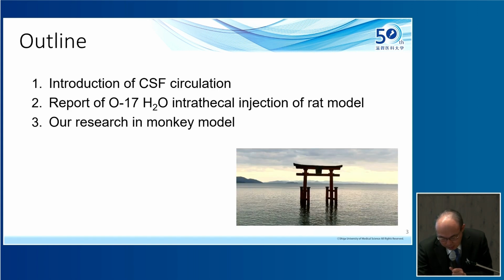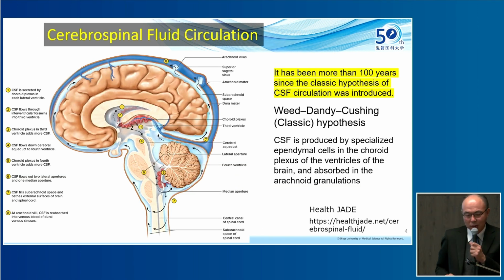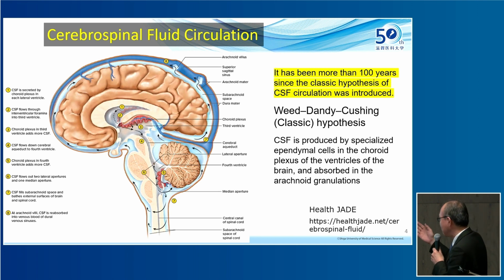There have been many previous talks about CSF circulation. For more than 100 years, we have been taught that CSF circulation is made by the choroid plexus and absorbed in the arachnoid granulations. Recently, we checked our textbook, and maybe nowadays our students are also taught these theories. But recently it is said that this may be wrong.